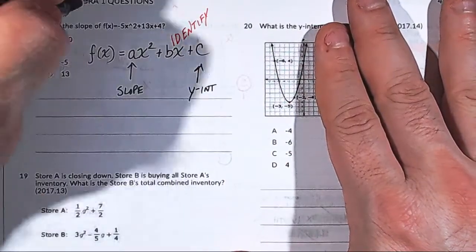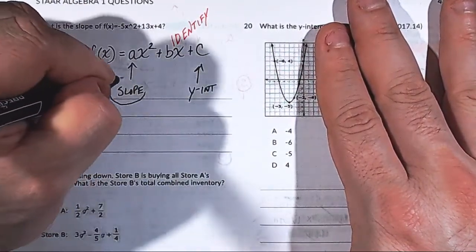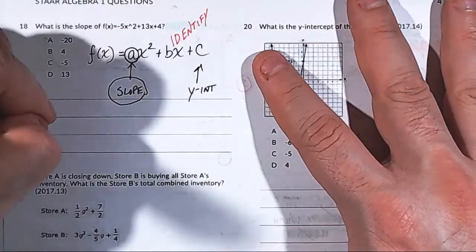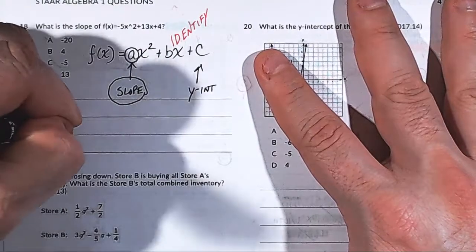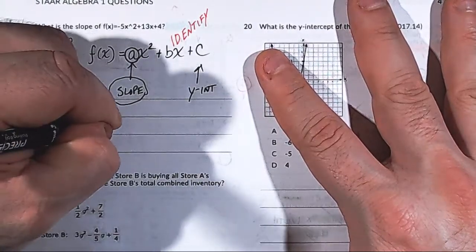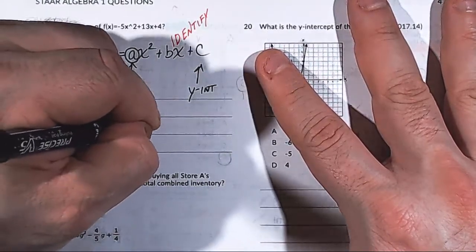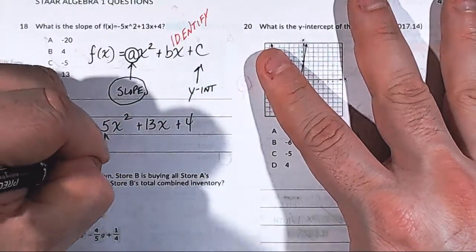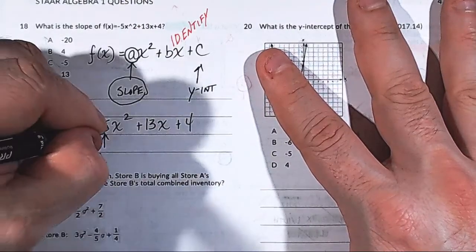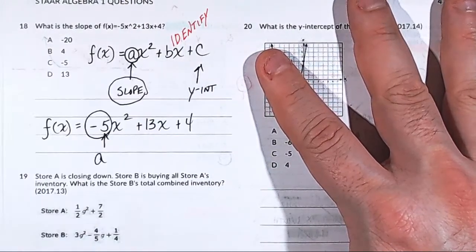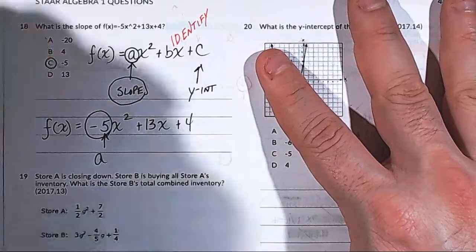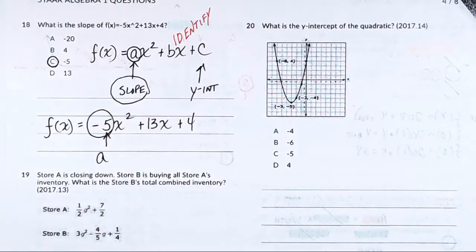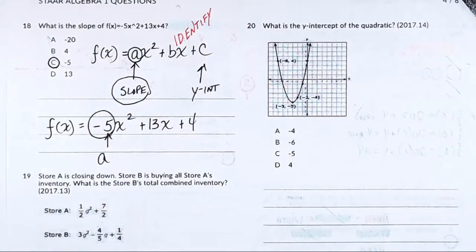Okay, so we are looking for the slope. So we're looking for the a value, and what we're given is f of x equals negative 5x squared plus 13x plus 4. So the a value here is represented by negative 5. Therefore, the slope is negative 5. The y-intercept is 4. The slope is negative 5. That was an identify question.